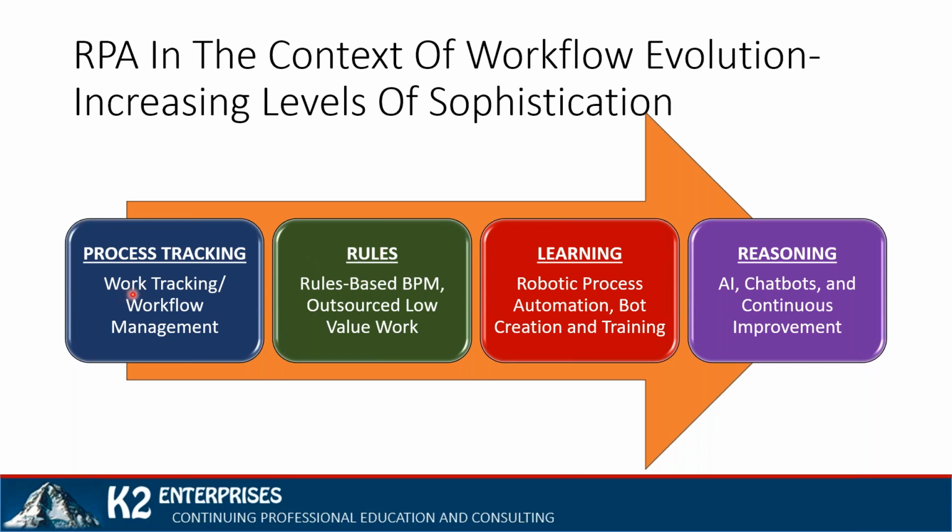When we look at the process tracking, we're not going to have enough data to do the rules-based business process management and to outsource the low-value work necessarily until we have the data from the process tracking in the structured format. Similarly, with RPA, bot creation, and training, until we've harvested the low-hanging fruit for rules-based decisions we can make, we're not going to be ready to go to that next step. Finally here, when we get to reasoning, and when we're looking for predictive analytics and other things like that, it's going to take even more data to accomplish that.